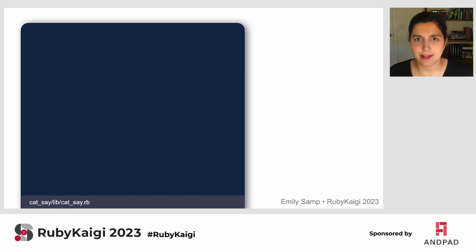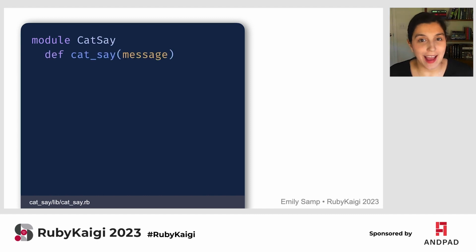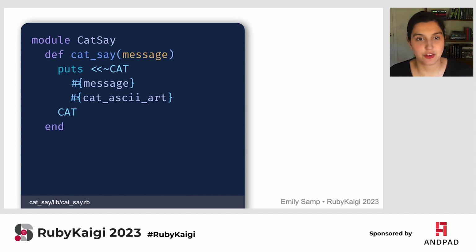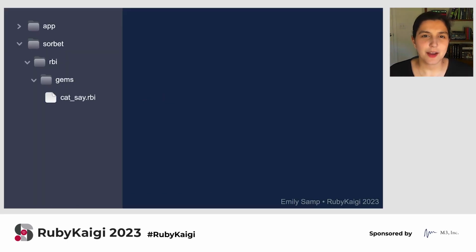Now, the code for the catsay gem might look something like this. We define a module called catsay, which implements a method also called catsay that takes a message as a string. We then use a docstring to print out that message, as well as the ASCII art of a cat, which is defined in a different method. Now, let's say we wanted to use the catsay gem in a project with Sorbet. We can't just use the gem code in our application without Sorbet throwing a type checking error, because it can't access the gem's code statically.